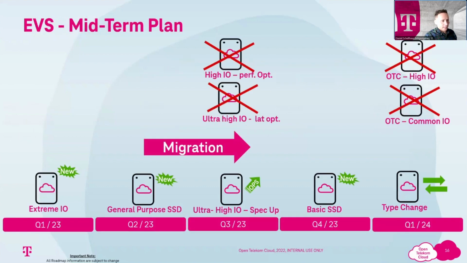And here, once again, the roadmap with the milestones which we've currently implemented. What you will see is that once we have this full SSD portfolio available, we are even considering bringing a type change functionality at the beginning of 24. So this is currently the roadmap of what you can foresee, what we are doing on a midterm plan for the EVS portfolio. That's it from my side.